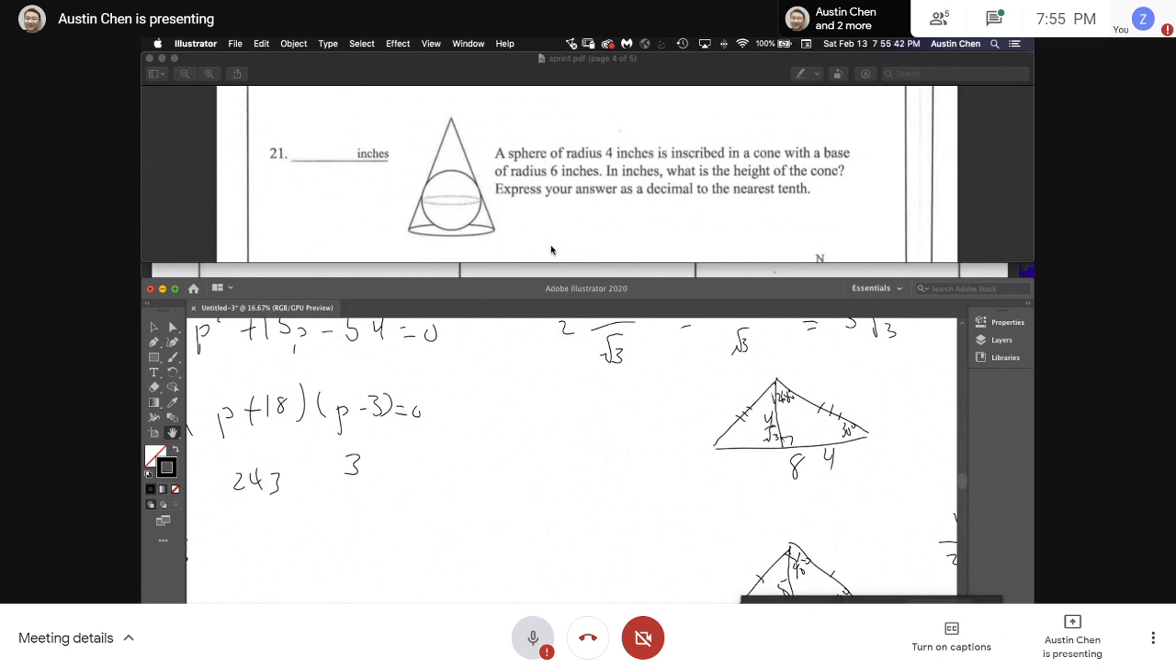Okay, we have a sphere and a cone. The sphere is radius 4 inches, and the cone has a base of radius 6 inches. And we want to find what the height of the cone is. Woohoo, 3D geometry. I love 3D geometry.